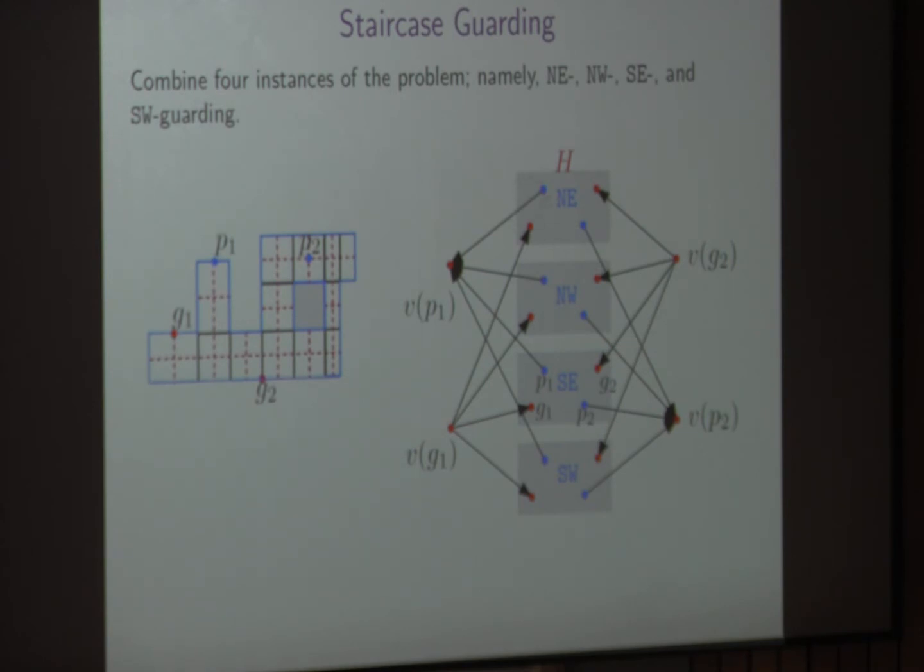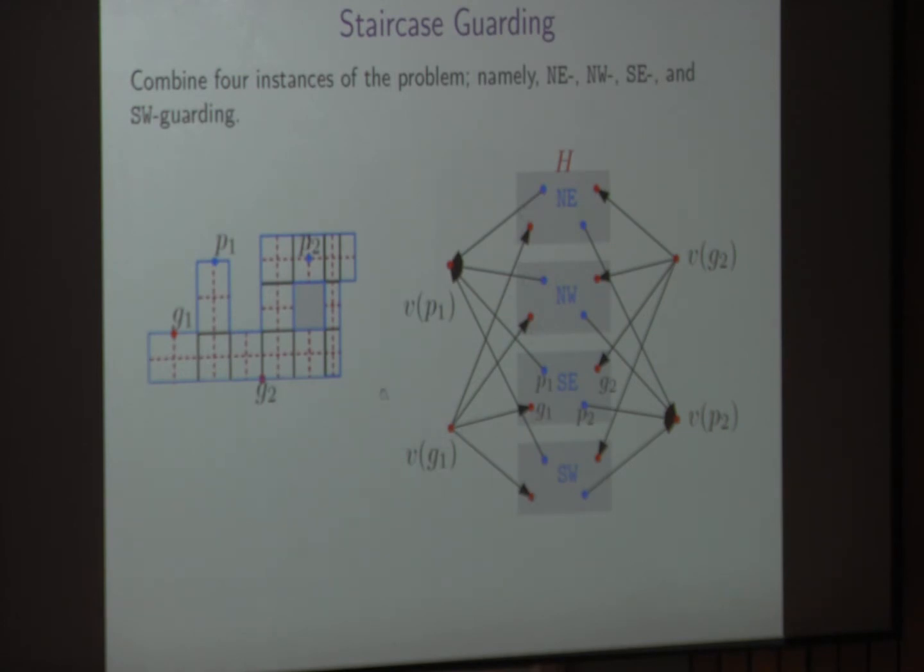So this is the graph for northeast. You do the same thing for northwest, southeast, and southwest. And for each of these instances, I have all these guards and points in there. And the next extra step is to introduce a new vertex for each guard and each point, and put them outside of these four gadgets and connect them to their corresponding vertex in the subgraph. So, for example, from G1, I introduce a new vertex v of G1, and I connect it, directed towards G1 in each of these instances.